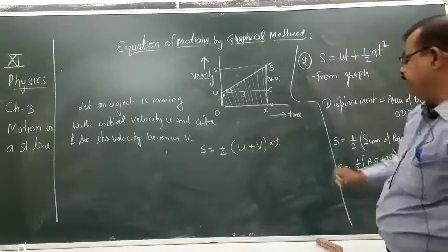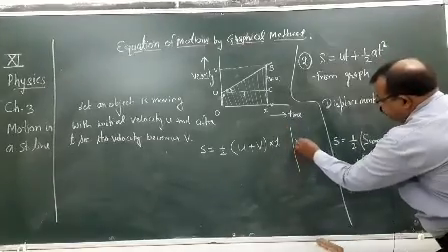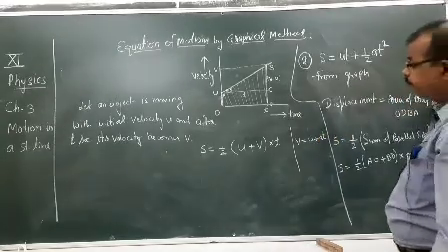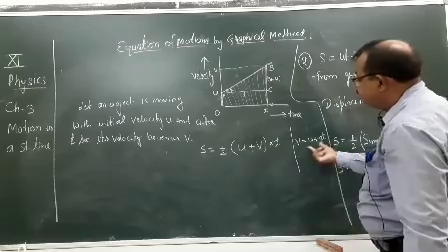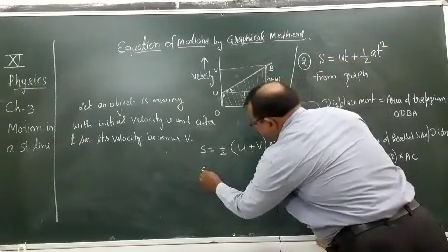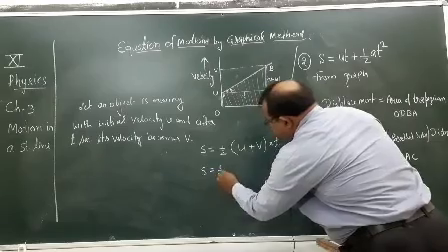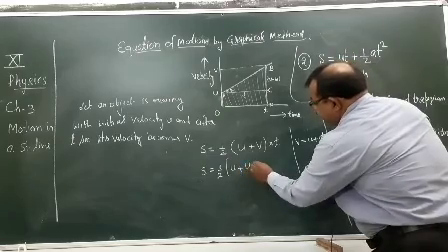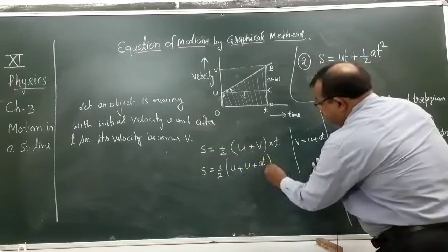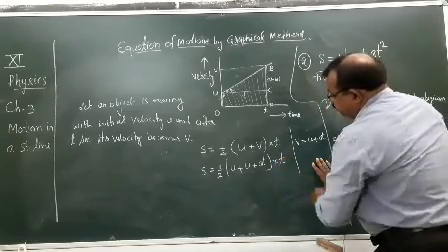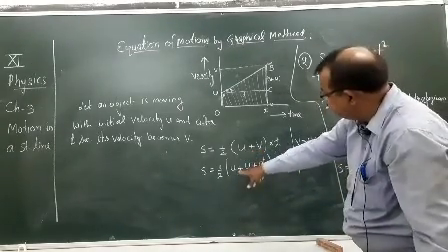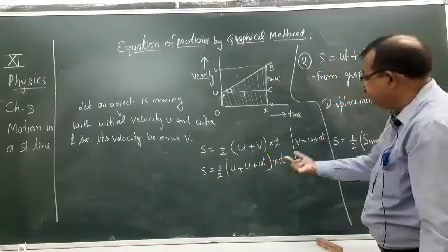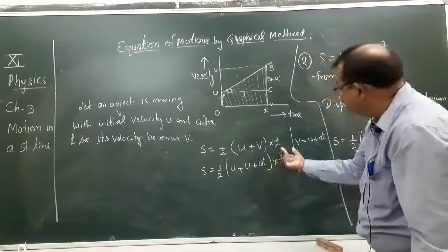We can put the value of V. What is the value of V? Here V equals to U plus AT from equation number 1. So putting this value of V here, S equals to 1 by 2 U plus, what is V? U plus AT into T, okay. U as it is, in place of V we are putting this value U plus AT, into T.